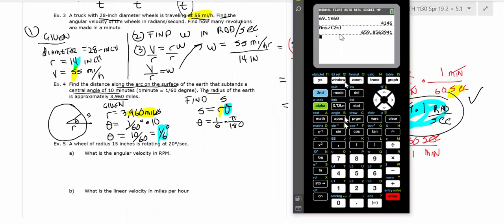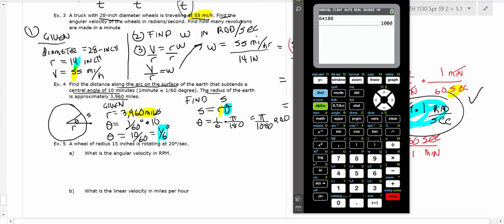You're just going to have a fraction. We're going to get a decimal answer on this problem anyway, so if I do 6 times 180 on my calculator, that will give me 1,080. So I basically have pi over 1,080 radians now. To get my answer, the radius is 3,960 miles, and theta is pi over 1080 radians.